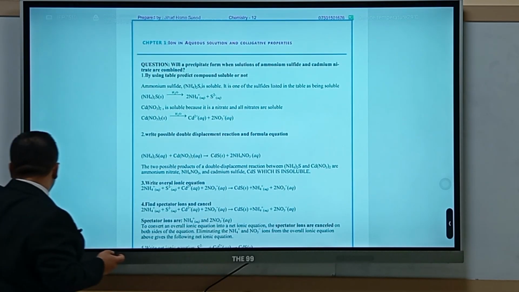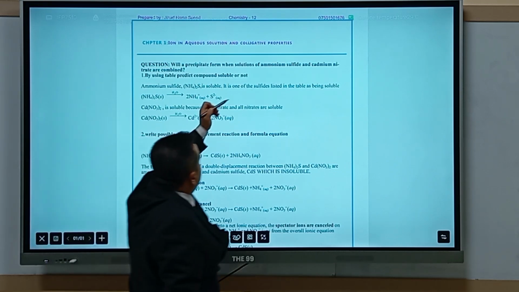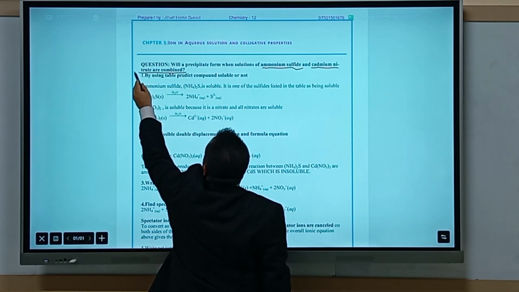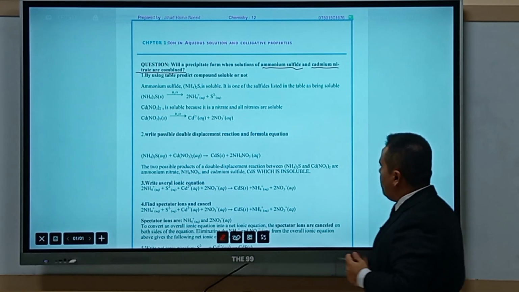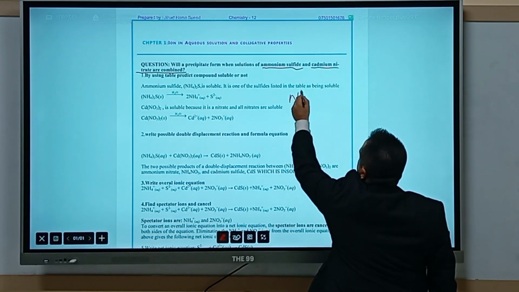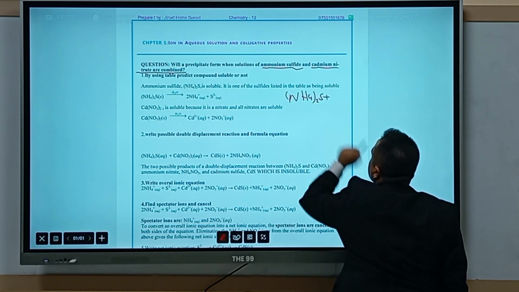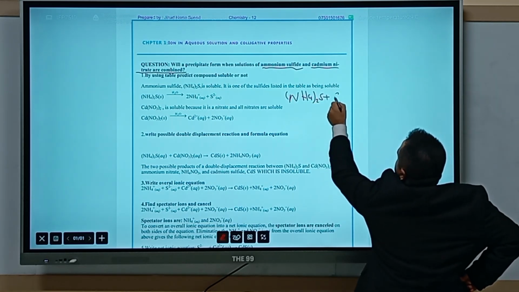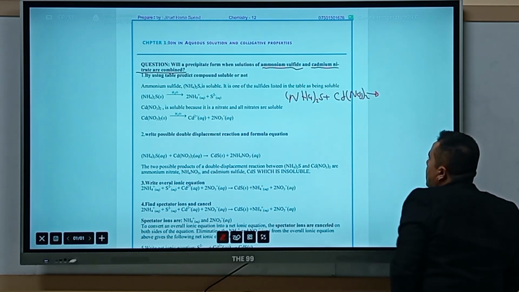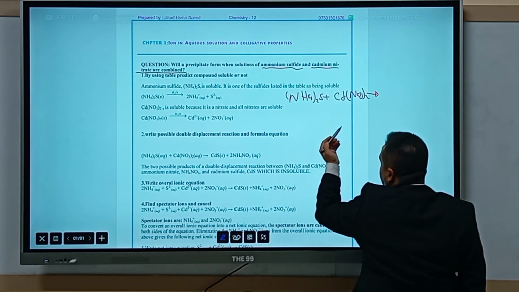We have more questions here, guys. Let us practice a few questions. It is stated that when ammonium sulfide and cadmium nitrate are combined, I have shown the figure above. First of all, write the formula equation. Ammonium sulfide is (NH4)2S plus cadmium nitrate is Cd(NO3)2.